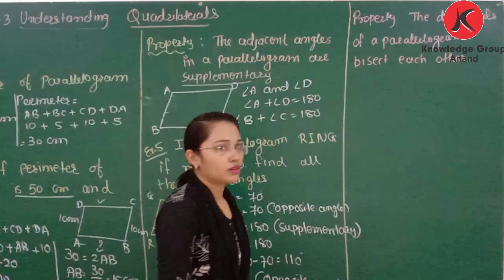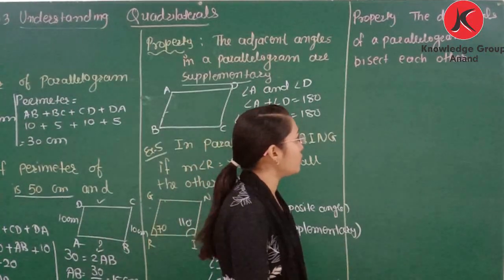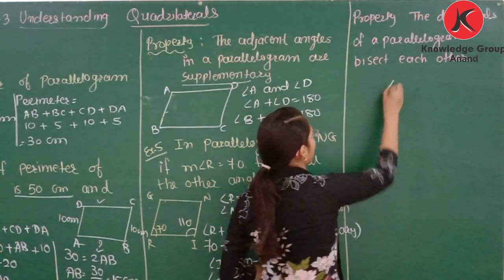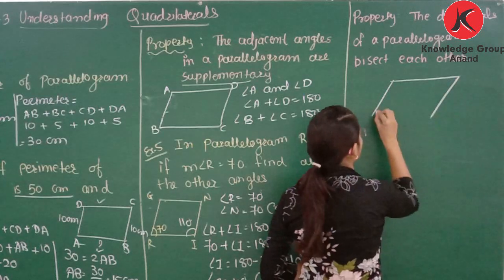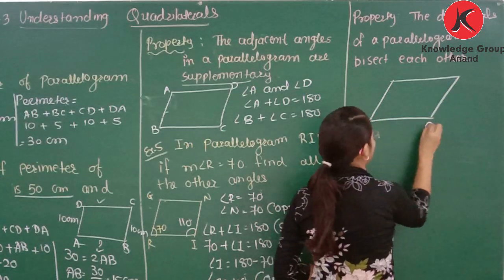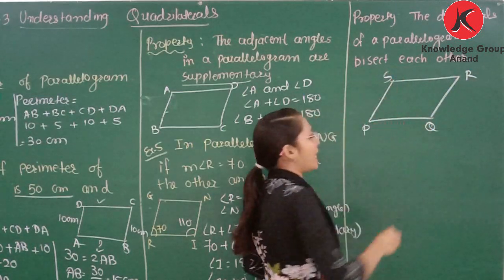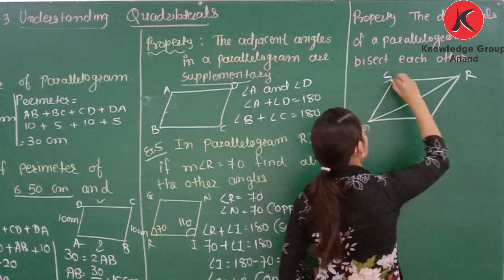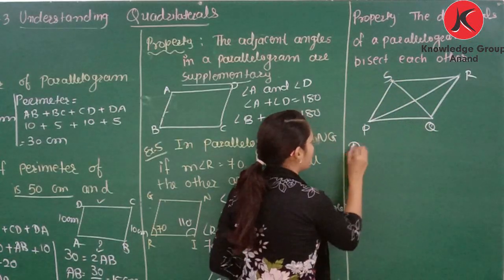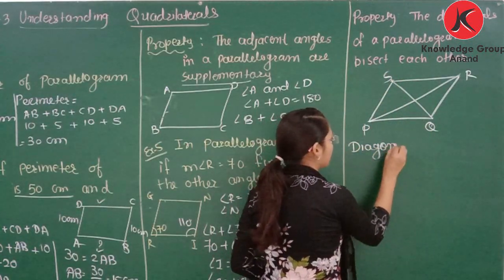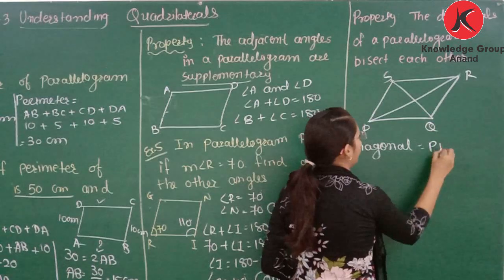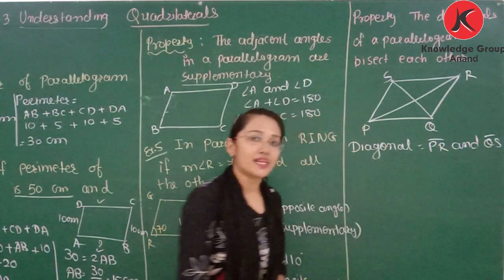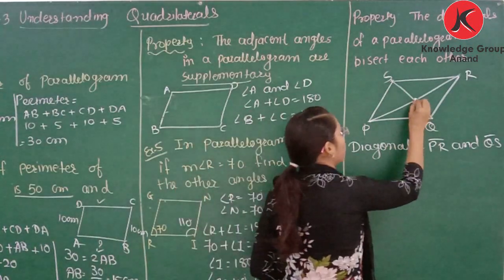Clear? Now next property: the diagonals of a parallelogram bisect each other. So if we consider this parallelogram, then what will be the diagonals of PQRS? PR and QS. Two diagonals. They bisect each other, it means they divide into two equal parts.